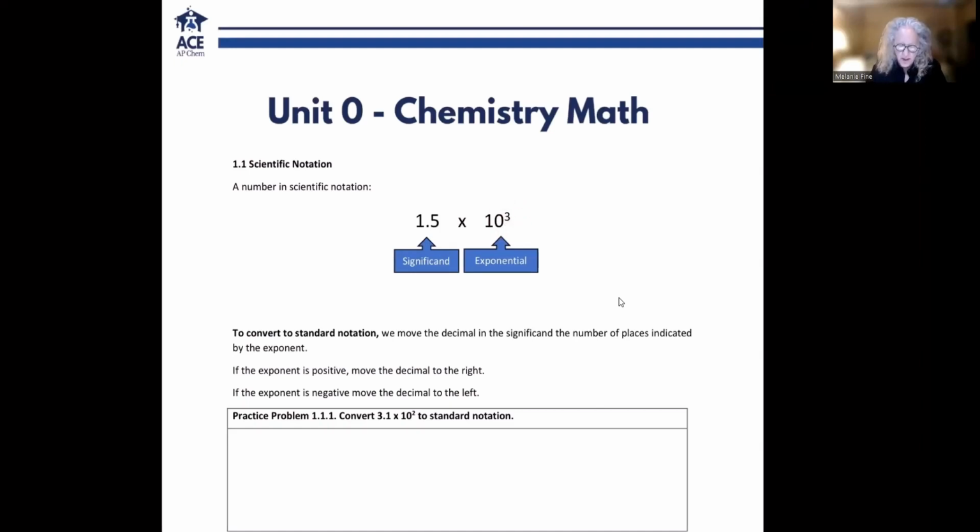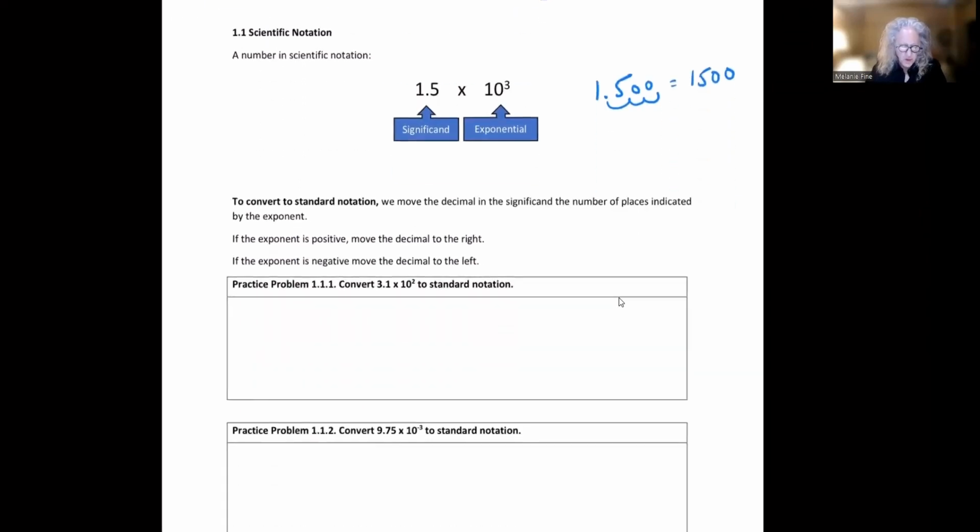So using this number as our example, it's 1.5 times 10 to the positive 3. Because it's positive, we would move the decimal 3 places, 1, 2, 3 places to the right. So that number would be 1,500. Let's do this practice problem together.